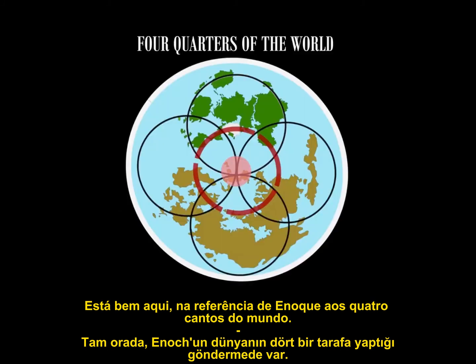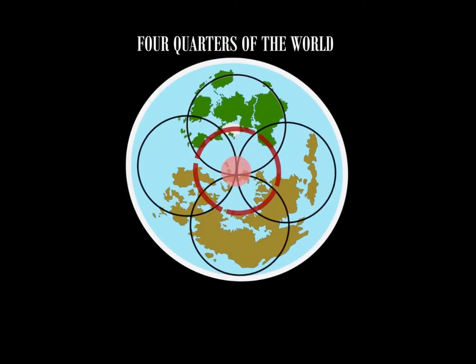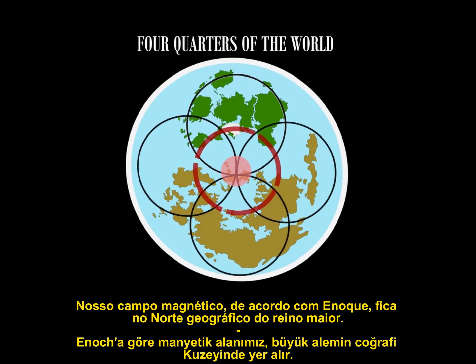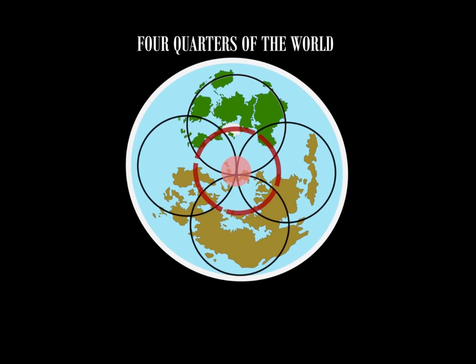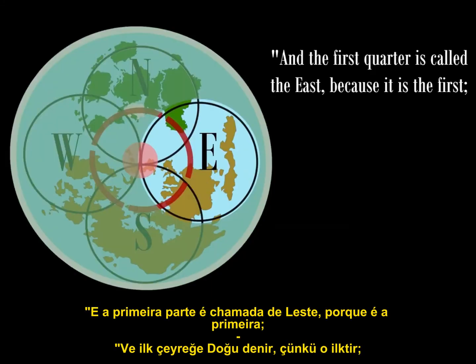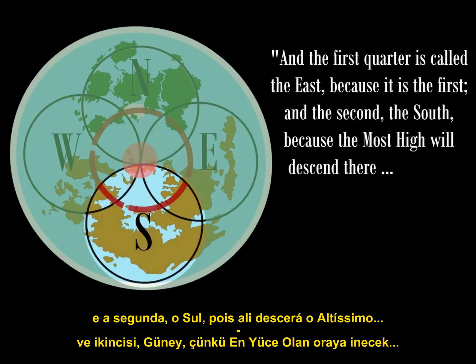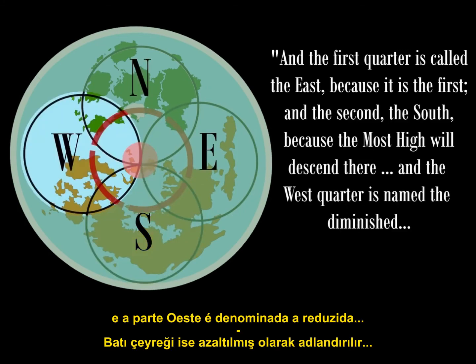It's right there in Enoch's reference to the 4 quarters of the world. Our magnetic field, according to Enoch, lies in the geographic north of the greater realm. And the first quarter is called the east, because it is the first. And the second, the south, because the Most High will descend there. And the west quarter is named the diminished.